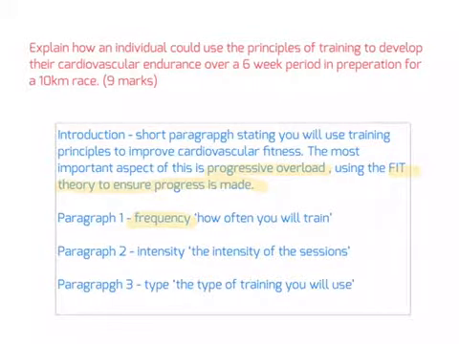So in paragraph 1, I will talk about the first part of the FITT theory, which is frequency, and that is how often you train. So in this instance of running, okay, week 1 you may do 2 runs a week. You may also do that for week 2, 2 runs a week, and then progressively overload your body by increasing the frequency you do your runs.